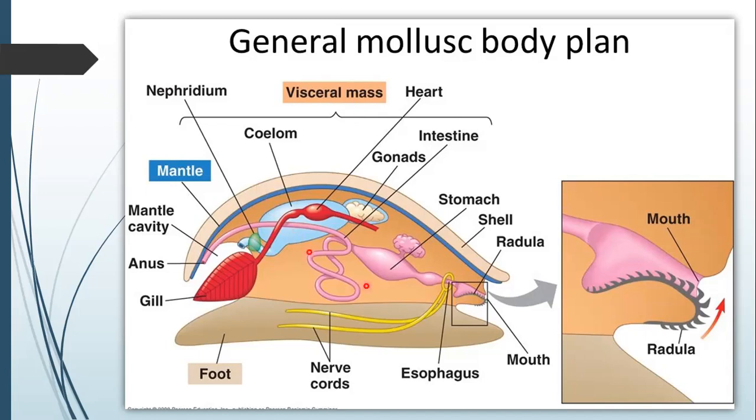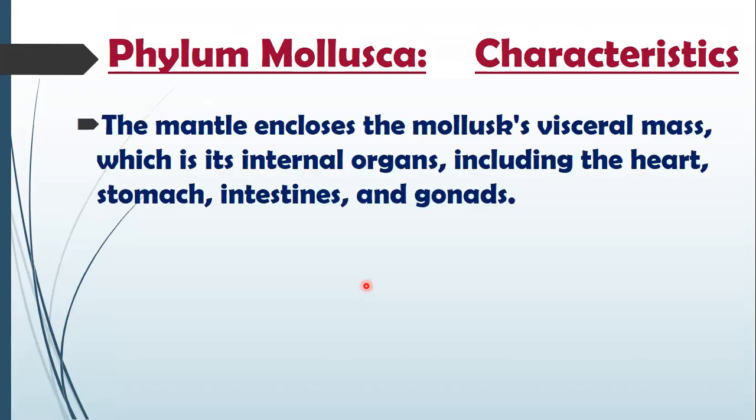Now let's go to the next slide. The mantle encloses the mollusk visceral mass. I have told you this already in that figure. That mantle encloses the mollusk visceral mass, which are its internal organs, including the heart, stomach, intestine, and gonads. I have shown you all of the organs.